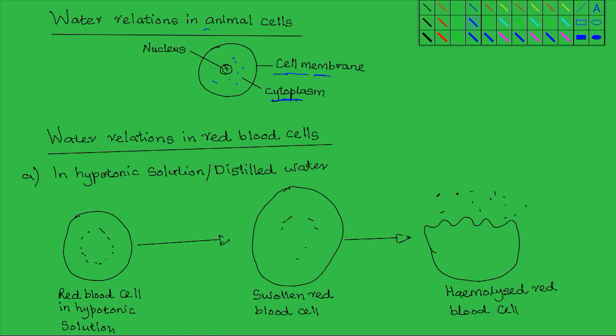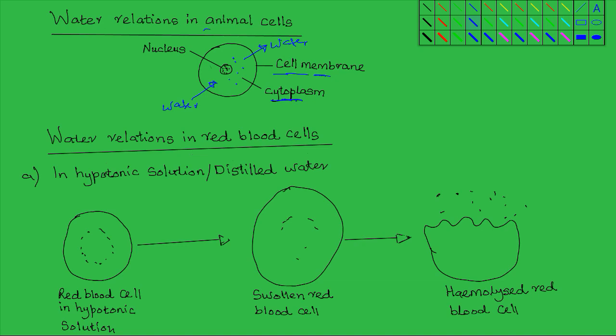Now, red blood cells are commonly used to demonstrate osmosis in animal cells. So we're going to look at how red blood cells behave when placed in solutions of different concentrations. We're going to start by looking at the behavior of the red blood cells when placed in hypotonic solution or distilled water. Now, hypotonic solution means that the solution has a higher water concentration compared to the cytoplasm within the red blood cells.